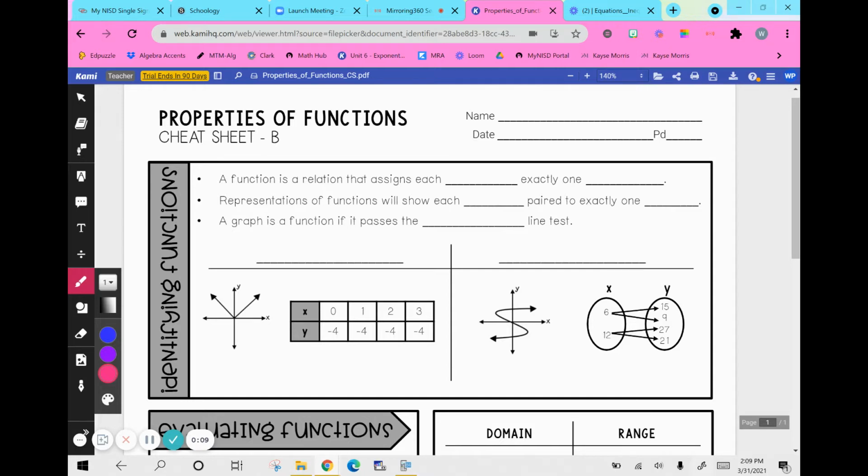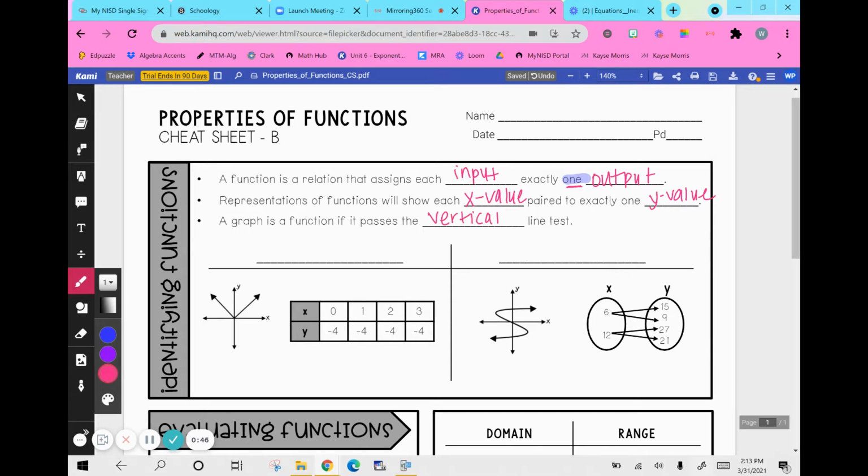And here we're going to start by just identifying what a function is. It says a function is a relation that assigns each input exactly one output. Just one output. So your X is not going to repeat, okay? Then it says representations of functions will show each X value paired to exactly one Y value. So your input is your X value, your output is your Y value, and it says a graph is a function if it passes the vertical line test, okay?